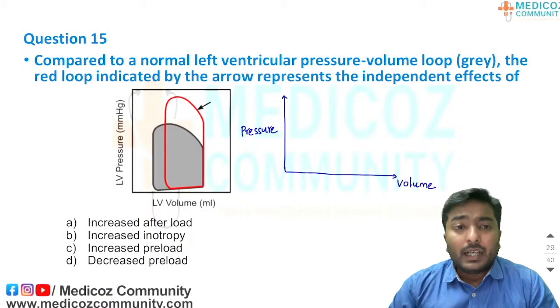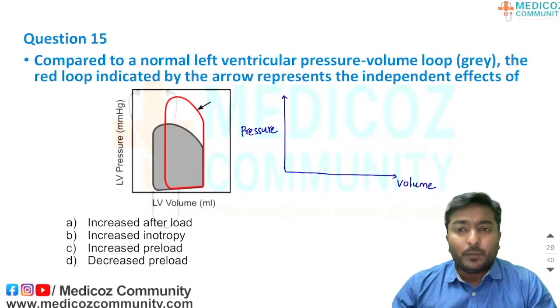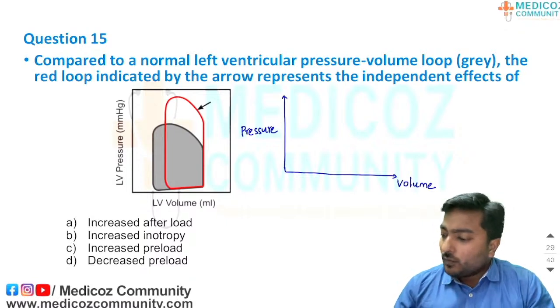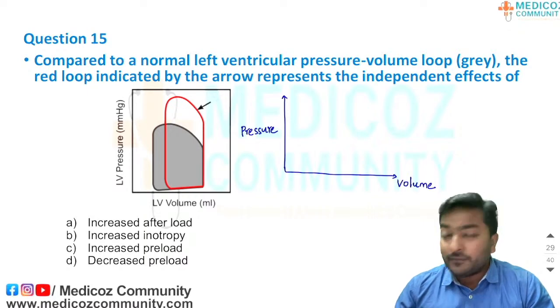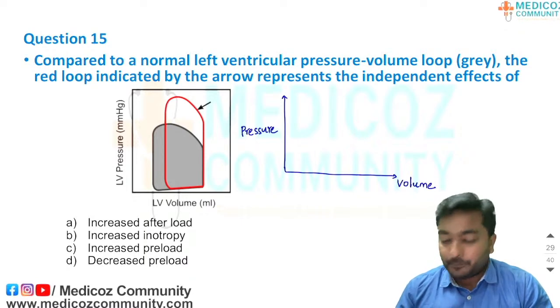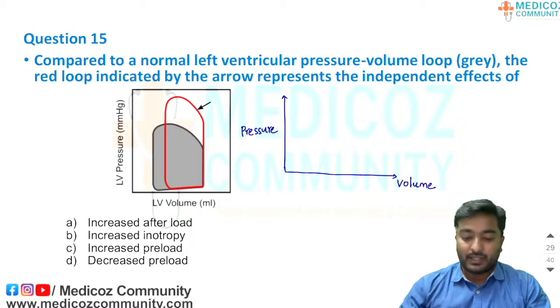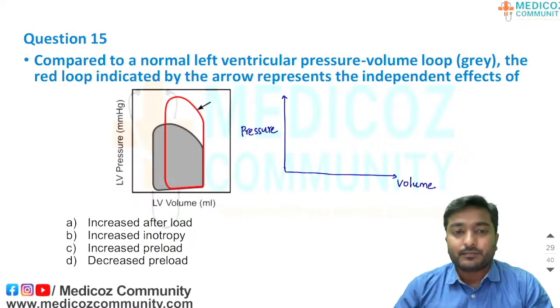Compared to the normal ventricular pressure volume loop, the gray one is the normal one. The red loop indicated by the arrow represents the independent effects of option A, increased afterload, option B, increased inotropy, option C, increased preload, and option D, decreased preload. Guess, try to give some answers.